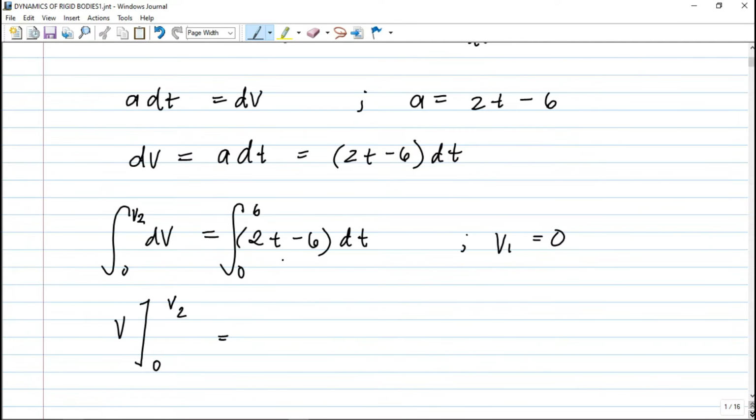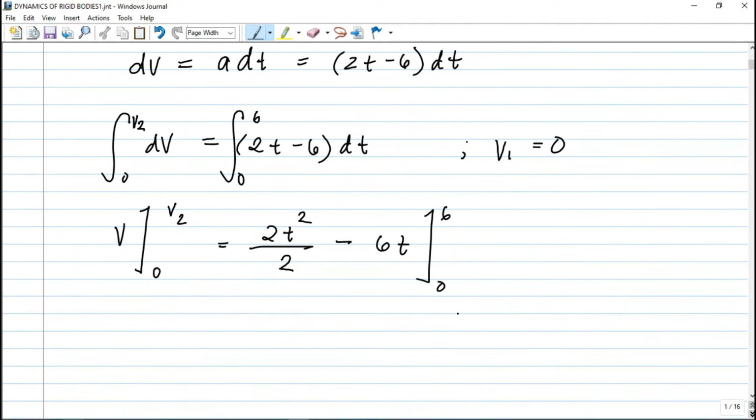Then we have here, this guys, is the power formula. We have 2t. We add 1 to the exponent, so this becomes 2t squared, then we divide by the same exponent. This is our formula for integral, the power formula. Then we have minus 6t, the integral of 6 dt, so that is 6t. Then we have the limit which is 0 to 6. Now we just substitute the upper and lower limit. So v sub 2 minus 0 is equal to t squared minus 6t, from 0 to 6.